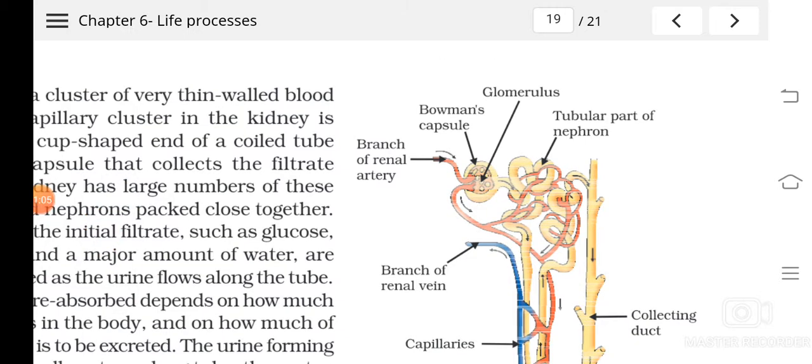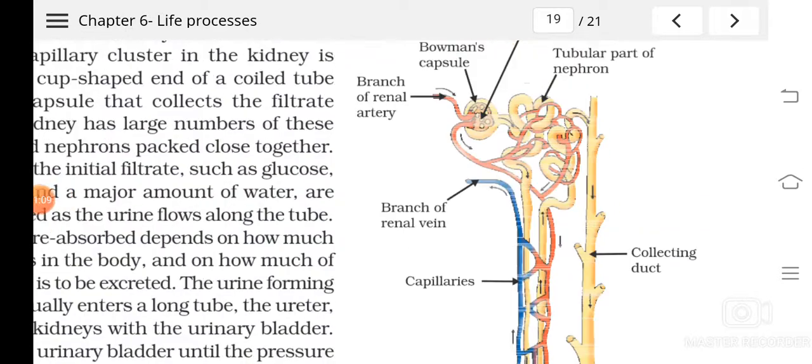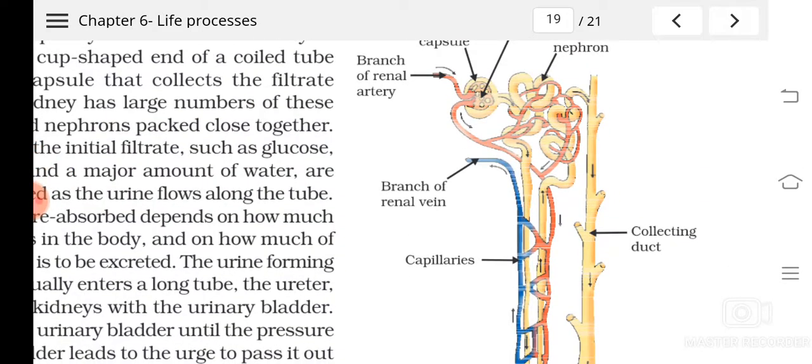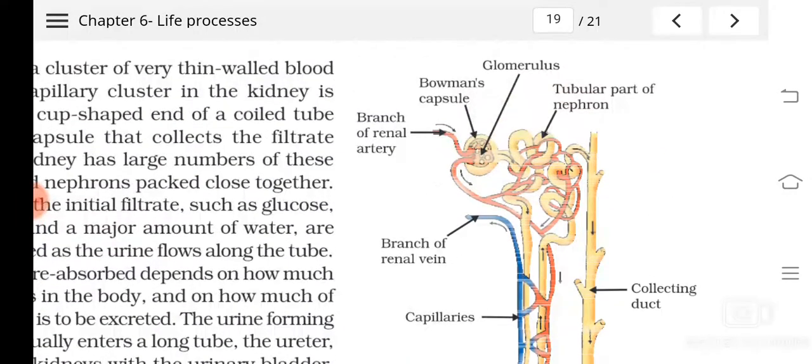In these structures only, what happens? Urine formation. Urine formation is taking place where? In the functional unit of the kidney, that is the nephron. I'm saying this again and again. What is the structural and functional unit of the kidney? It's the nephron. So here only urine formation takes place.